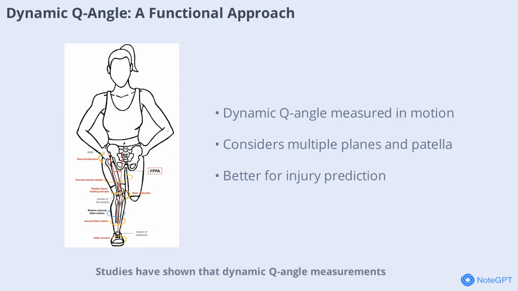Studies have shown that dynamic Q-angle measurements, especially those assessing dynamic knee valgus (DKV), have higher reliability and better ability to differentiate between people with and without patellofemoral pain. However, measuring the dynamic Q-angle can be challenging, often requiring advanced motion analysis systems. Despite these challenges, dynamic assessments are gaining popularity for their clinical relevance and potential to guide injury prevention and rehabilitation.